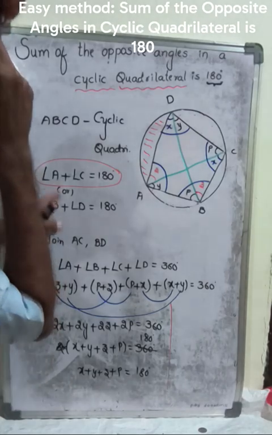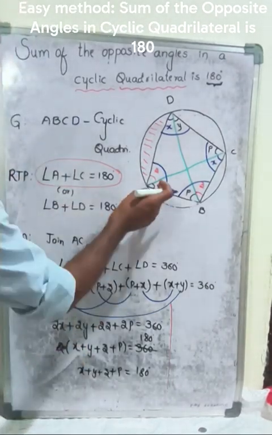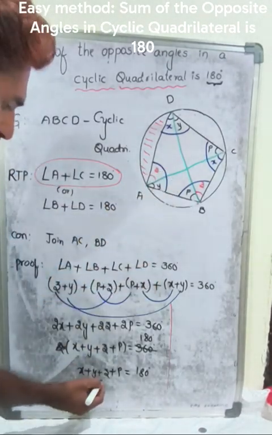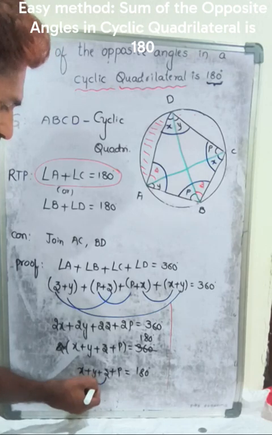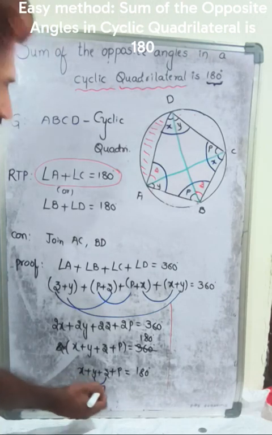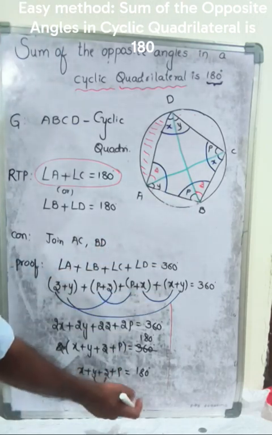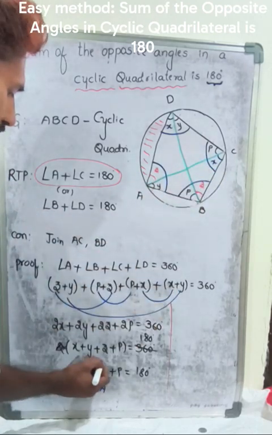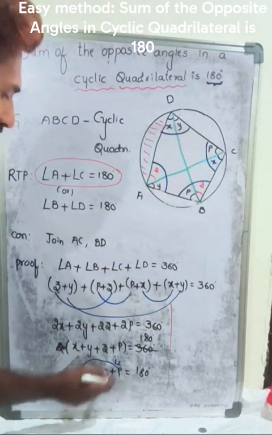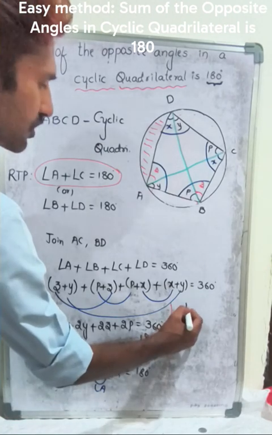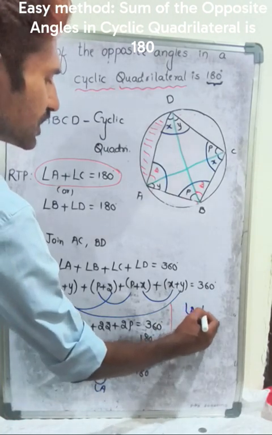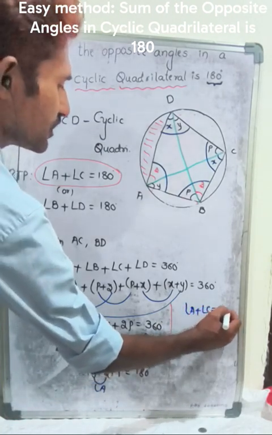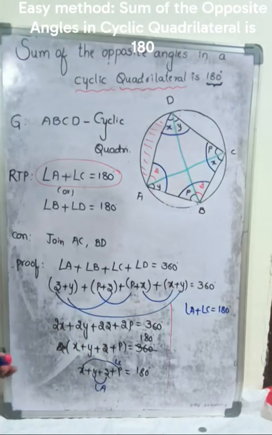Now what exactly do we need to prove? Angle A and angle C. What do you mean by angle A and angle C? Z plus y. Do we have z plus y? This is nothing but angle A. And the other one, x plus p. X plus p means what? That is C. So angle A plus angle C is equal to what? 180 degrees. That is nothing but the sum of the opposite angles is 180 degrees.